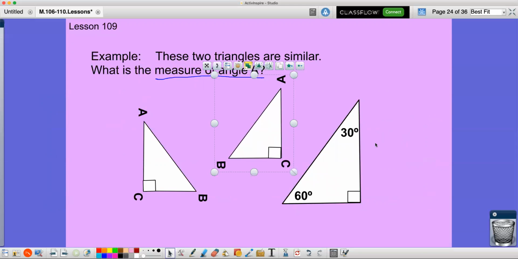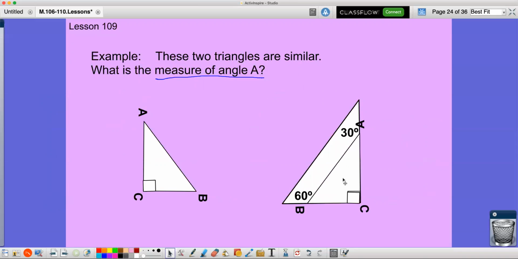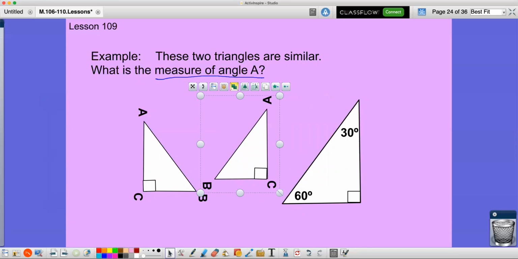And you see, I didn't even have to know what the names of these angles are. But this being similar means the angles are the same. So this angle fits right in there perfectly. This angle over here fits in there perfectly. This one's 90 degrees, so that fits. That means we know what angle A is then. Angle A in this case is going to be, from here to here is the same as from here to here. So angle A equals 30 degrees.